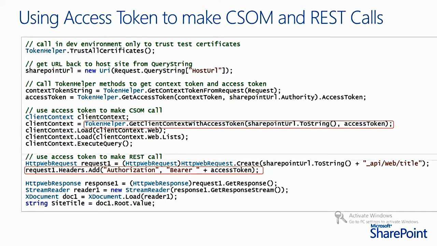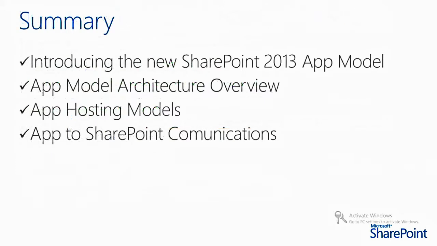If I wanted to make a REST-based call, you can see that in the lines down here at the bottom. I create an HTTP web request. I'm going after web title. And then I add an authorization header where the bearer is the access token. That's basically the same thing that the client context with access token is doing. It's just doing it behind the scenes so you don't know. So ultimately what you have here is a very, very easy mechanism to handle what would otherwise be a fairly complicated dance that you need to do with the secure token service.